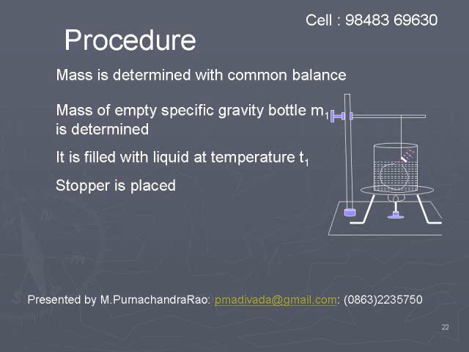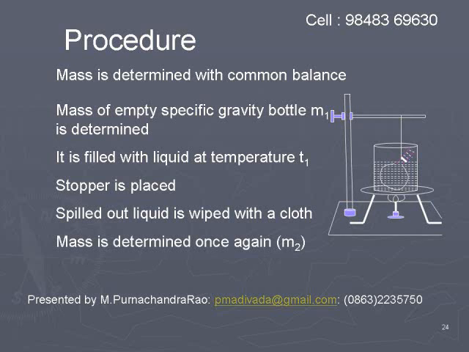After filling the bottle completely with the liquid, the stopper is fitted. The stopper contains a nozzle through which liquid comes out. The spilled out liquid is wiped with a cloth and the mass is determined once again. This mass is m2. Then a thread is tied to the neck of this specific gravity bottle.